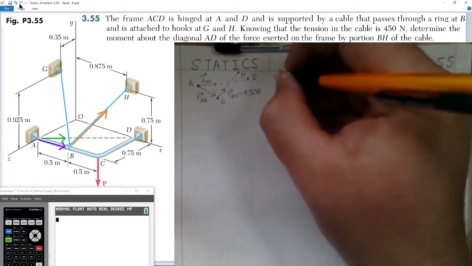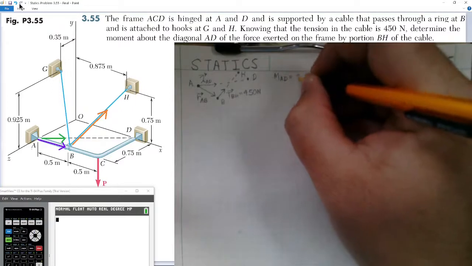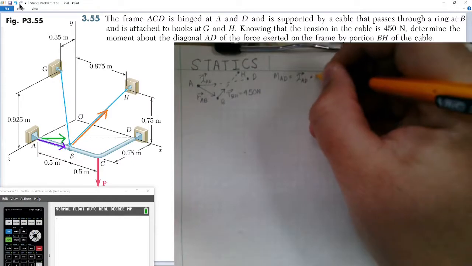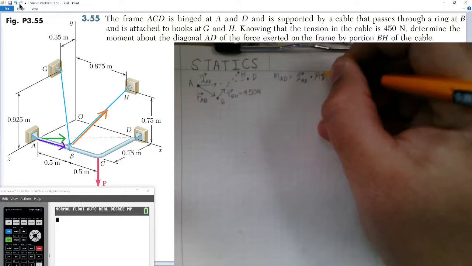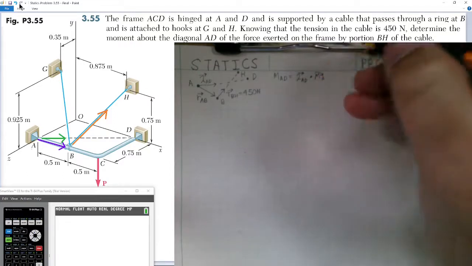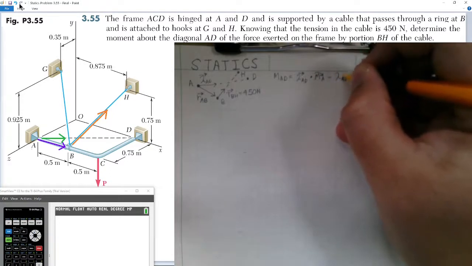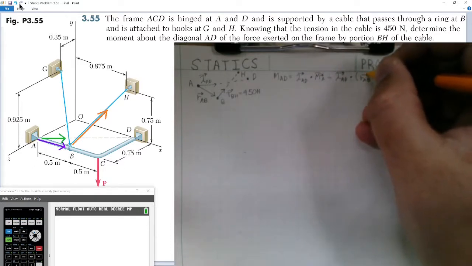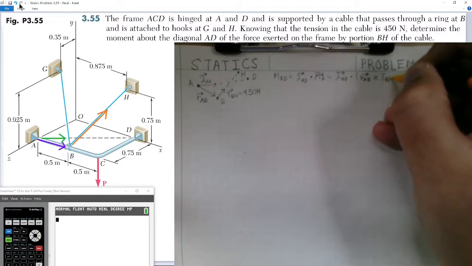For AD, our scalar moment M_AD is equal to the unit vector going from A to D dotted with the moment about point A, which is due to the tension at B to H. So this would be equal to the unit vector A to D dotted with our cross product of our position vector going from point A to point B where the tension is being applied. This is crossed with the tension vector going from B to H.